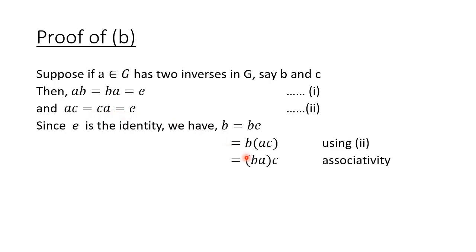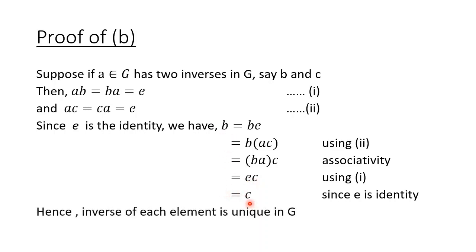Now using the associative property in a group, we can associate the first two elements. So B into AC can be replaced by BA into C. BA is nothing but E, using the first equation, since B is the inverse of A. Again, using the identity property, E into C is nothing but C, since E is the identity. So now we have found that B is equal to C. Hence, the inverse of each element is unique in G.